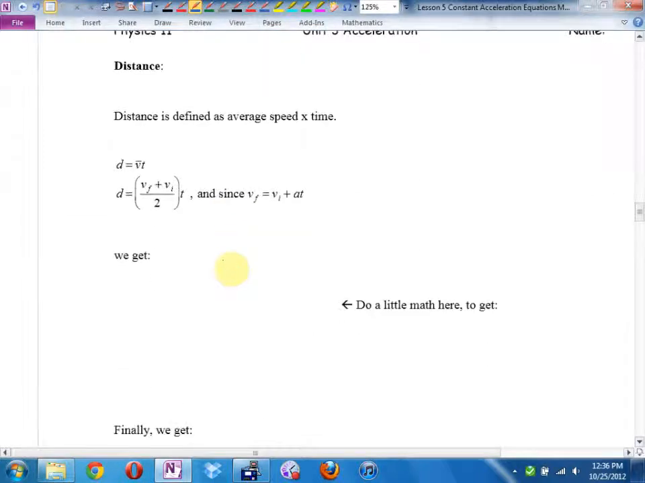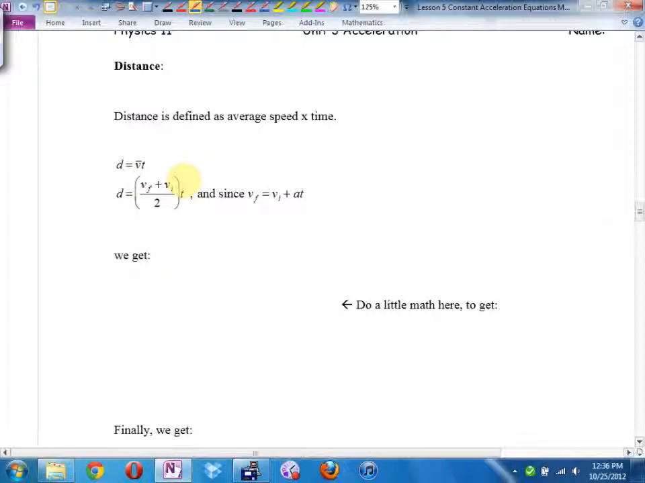So, let's do some algebra. Let's do some deep thinking. Let's turn the page. Distance is defined as average speed times time. As an equation, V average times time.